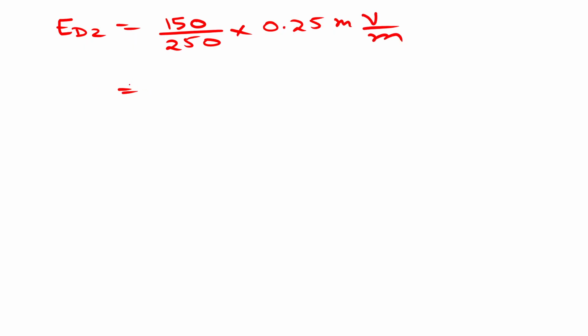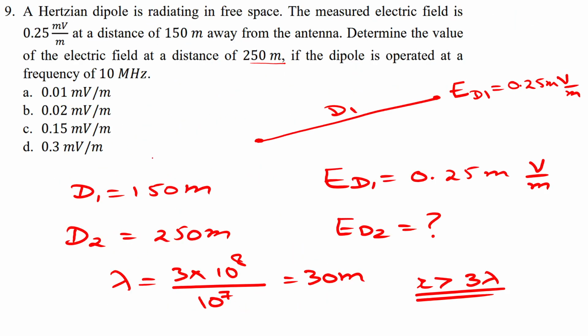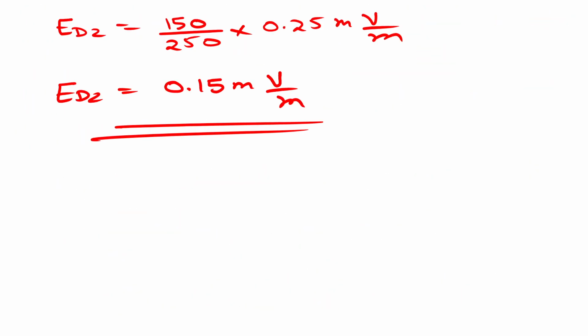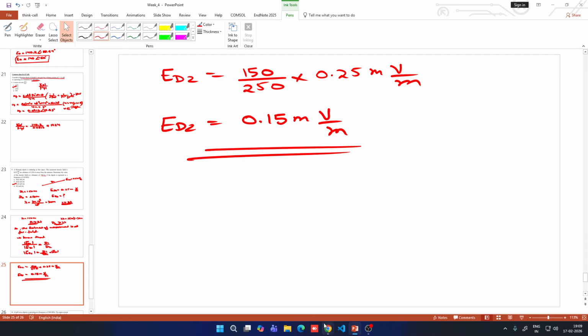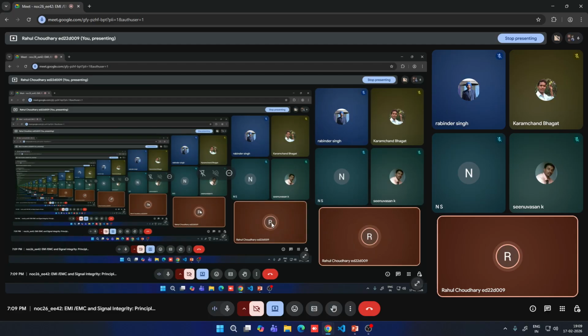So now I can easily calculate what ED2 will be. Since d1 is 150 meters, d2 is 250 meters, and ED1 is 0.25 millivolt per meter, when we calculate this we get 0.15 millivolt per meter. So this is the magnitude of the electric field at a distance of 250 meters for the Hertzian dipole. If you match it with the given options, the correct option is C, 0.15 millivolt per meter. So I hope question number 9 is clear. If you have any doubt in question 9, please let me know.